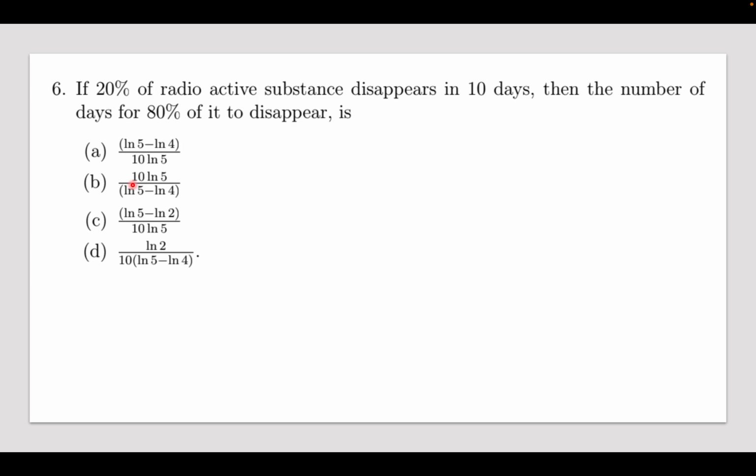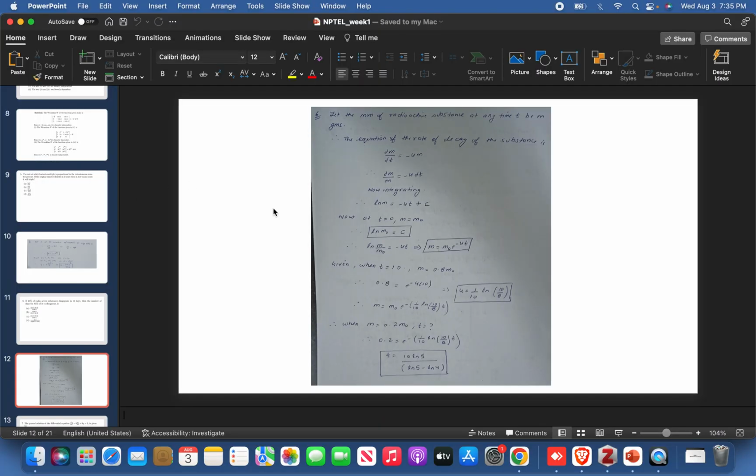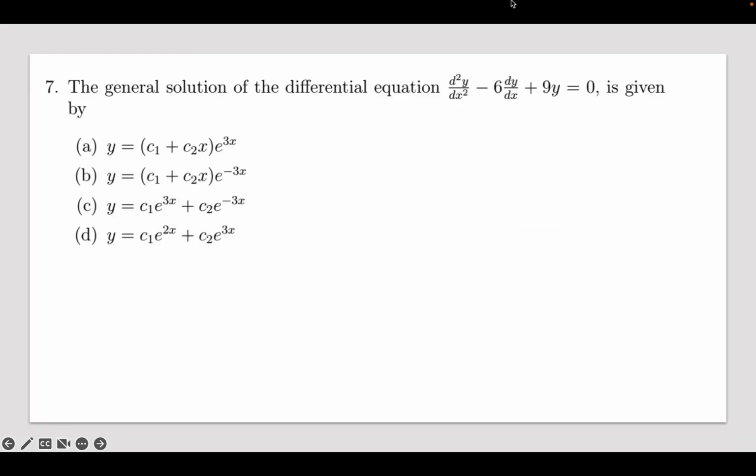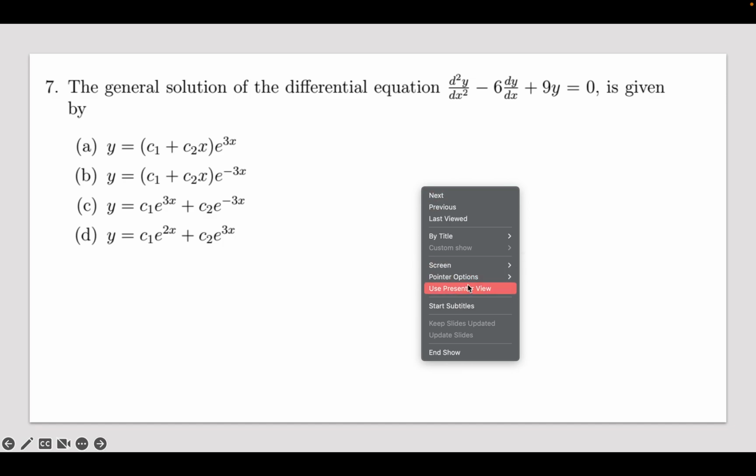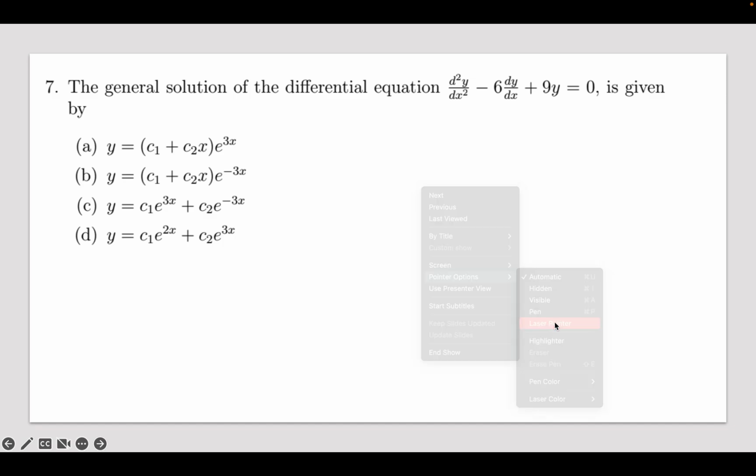So okay, this is all about problem number 6. So what I do, I will move back to problem number 7, right? Just let me again bring my laser pointer. Now I will again give you a flavor of some different problem.